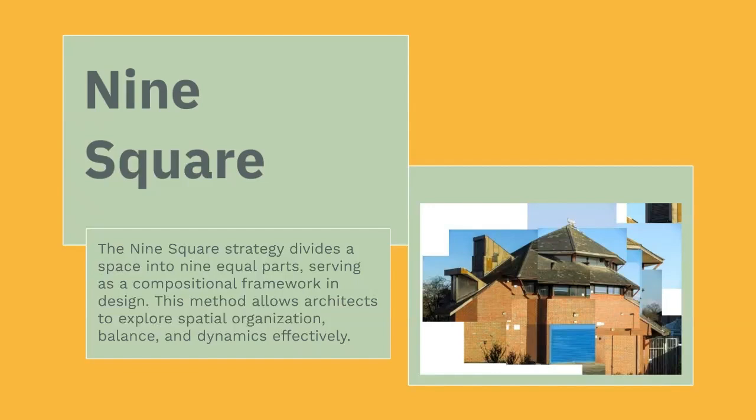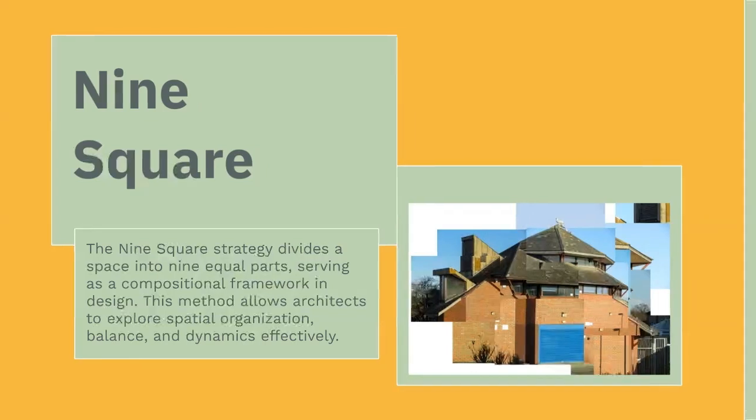9 square. The 9 square strategy divides a space into 9 equal parts, serving as a compositional framework in design. This method allows architects to explore spatial organization, balance, and dynamics effectively.